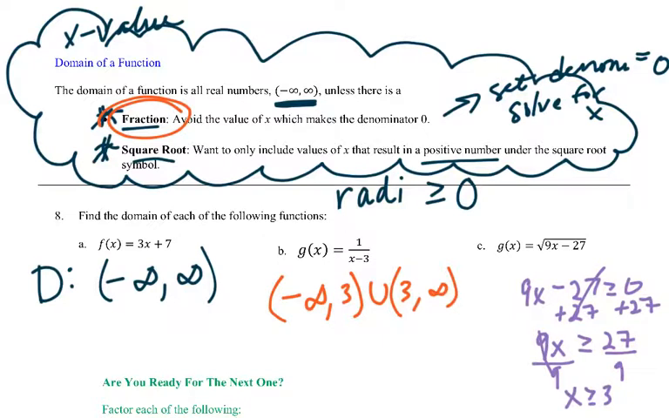So therefore, my domain for this function has to start at 3, including 3, because my inequality sign includes that value itself. Here, I'll circle it down there. And it goes all the way to positive infinity because it's all the x values that are greater than or equal to 3. So that would go upwards towards positive infinity.